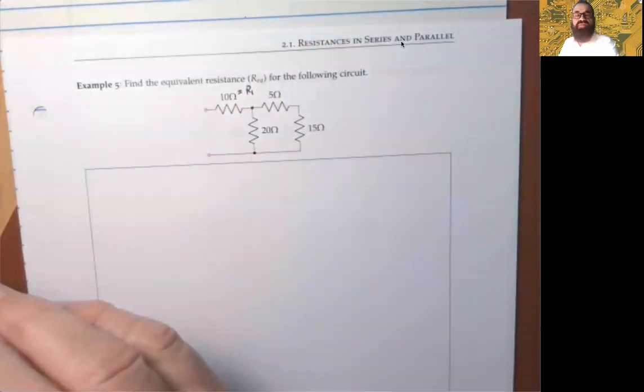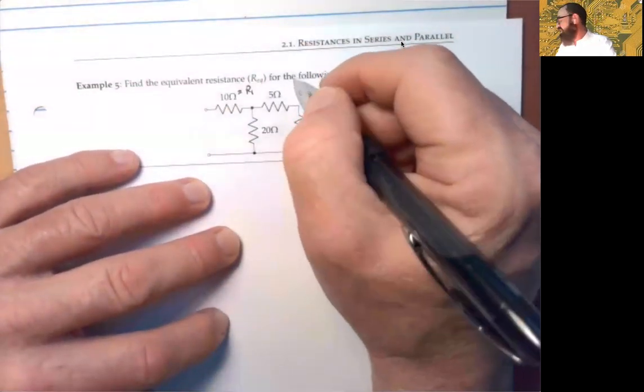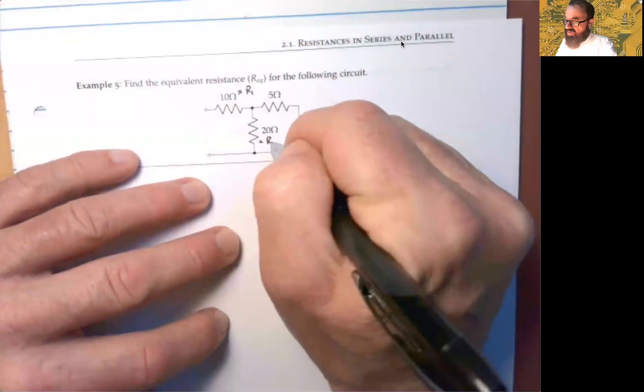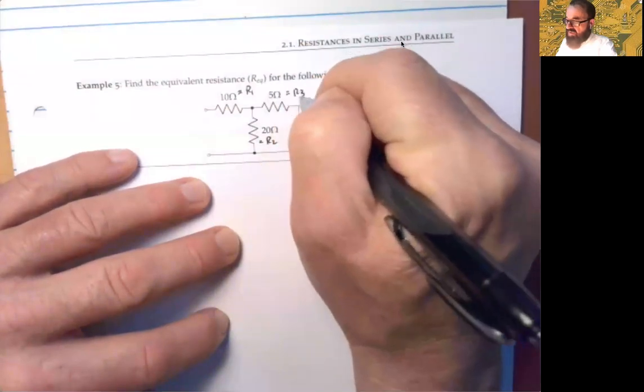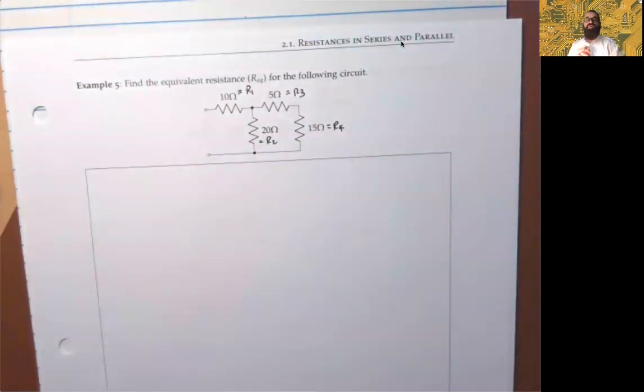So let's call the 10 ohm one R1. The 20 is R2. We'll make the 5 one R3. It really doesn't matter how we do that, just picking some variables to represent them. Okay. And again, if we'd like to know what the equivalent resistance is for that circuit, we have to identify properties of series and parallel.